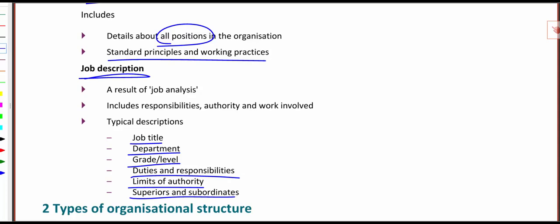So that's organisational structures as a bit of an intro. Next recording then we'll look at the different types of organisational structure.